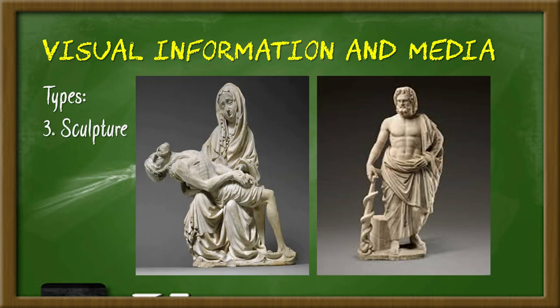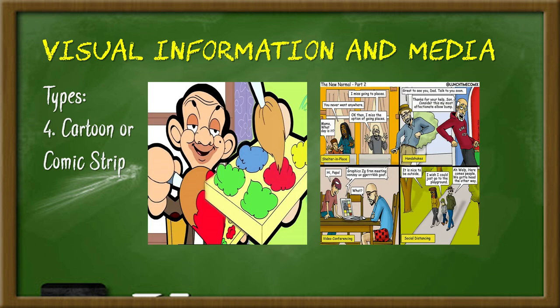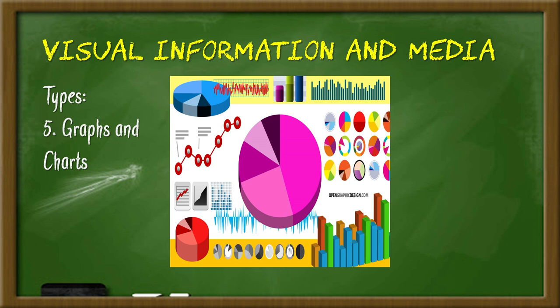It is a three-dimensional artwork that can be made using clay, stone, metal, or other materials. A sculpture shows a replica of the subject or model. Fourth is cartoon or comic strip. It shows illustrations or drawings arranged sequentially in boxes. Fifth is graphs and charts.